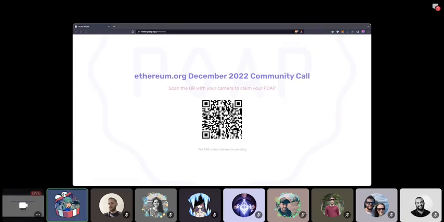Sharing my screen just now, if you get some sort of QR scanner, you can scan the POAP code and that will allow you to claim your POAP with an address or your ENS.